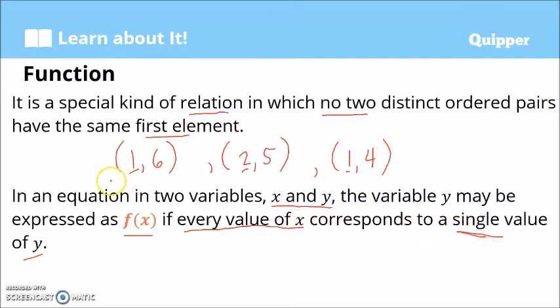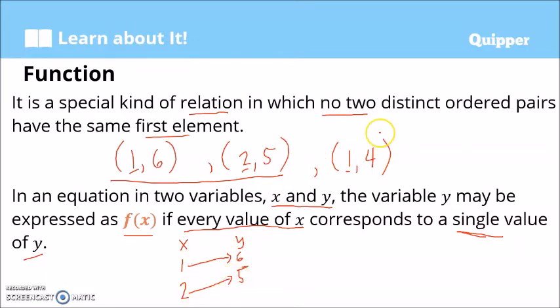Let's take for example these two ordered pairs. So if we have the values of x, we have 1, 2. And for y, we have 6 for 1, and then for 2, that is 5. So let's say, in this example, 1 is mapped to 6, and then 2 is mapped to 5. So therefore, lahat ng value ng x, isa lang ang partner nila sa values ng y. So ang 1 sa 6 lang, ang 2 sa 5 lang.